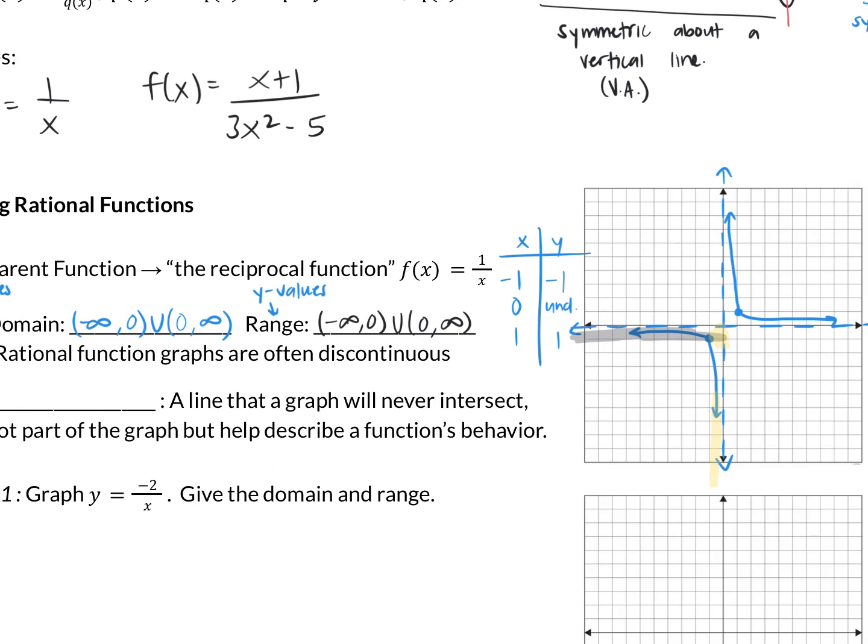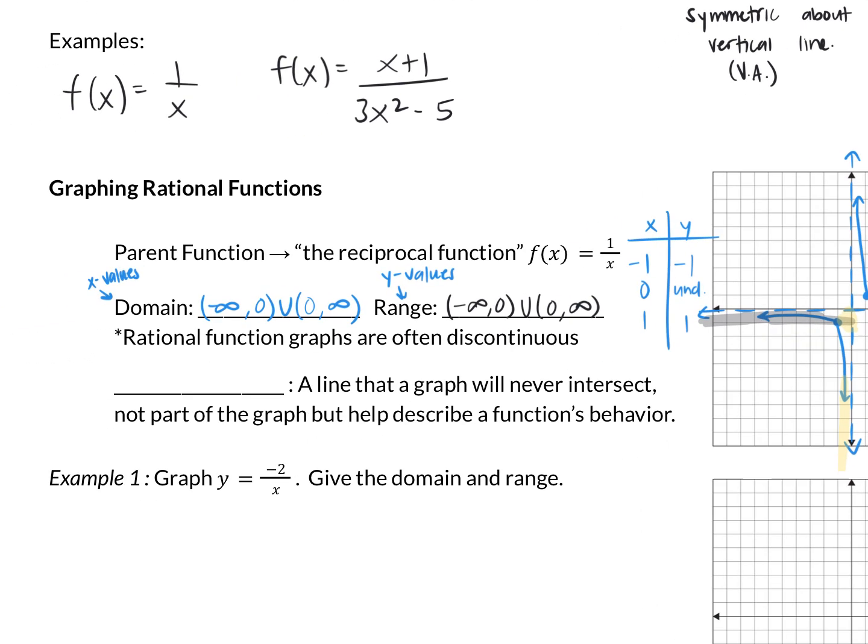Okay, so now that we know what the parent function looks like, we're going to be able to do a bunch of transformations like we had talked about before, okay? So let's fill in that definition here, definition of an asymptote. We've already talked about this. Okay, that's a line of a graph that will never intersect, not part of the graph, but helps describe a function's behavior, okay? It actually sometimes intersects, but not very frequently, okay?